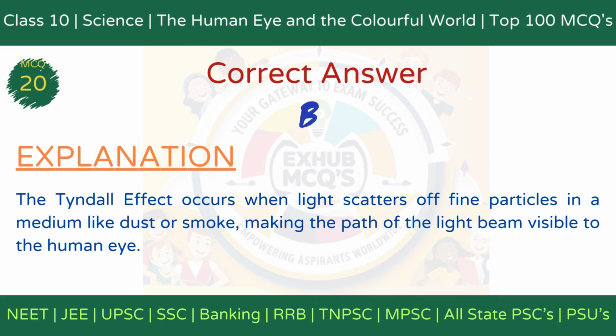The correct answer is option B, Tyndall effect. Explanation: the Tyndall effect occurs when light scatters off fine particles in a medium like dust or smoke, making the path of the light beam visible to the human eye.